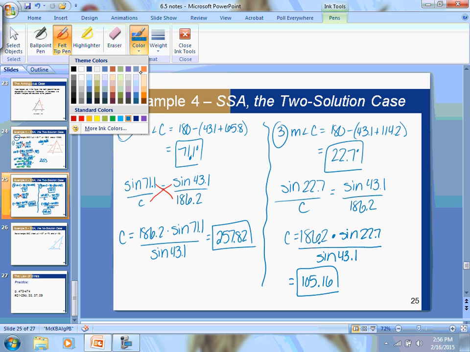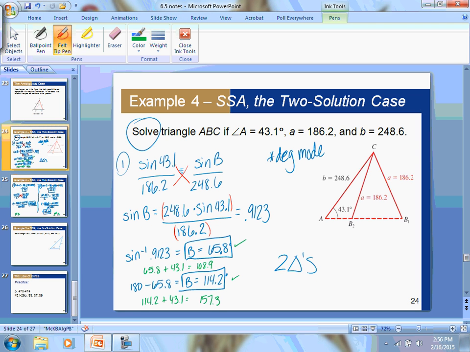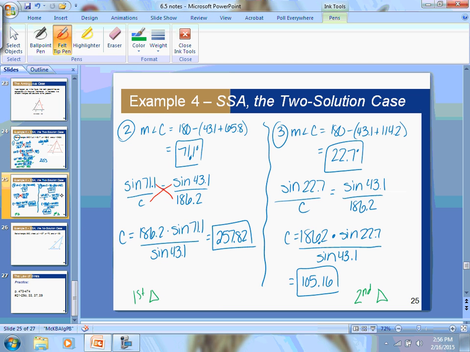Okay, so these are my options then. This would be my first triangle. These are the possibilities for my first triangle. This would be the possibilities for my second triangle. So everything else would be the same. Angle A and side A and side B, those would be the same as what I was given. So these three given pieces of information would all be the same. The only thing that would change then would be the measure of angle C.